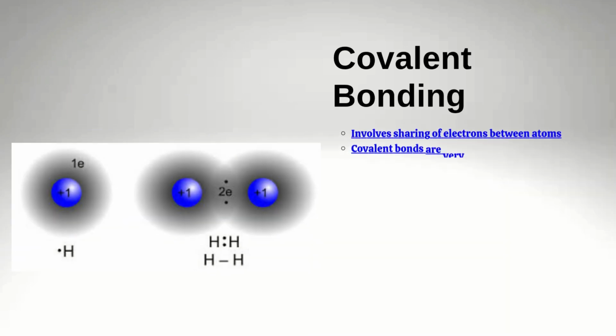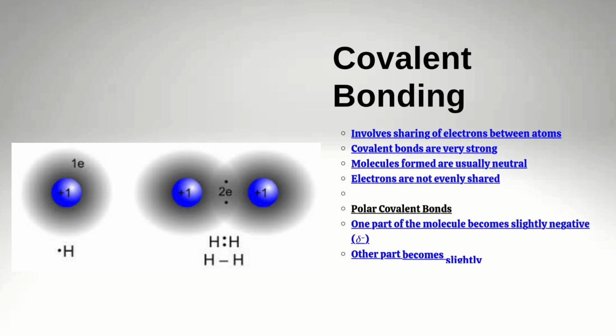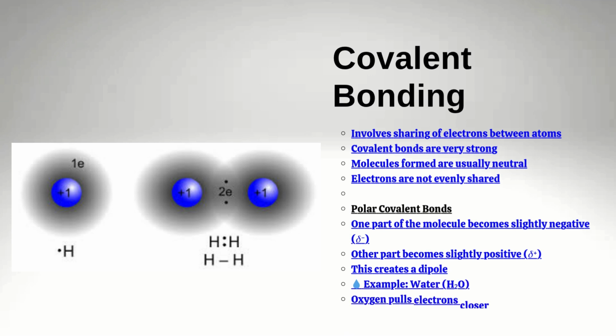Now on to covalent bonding, where atoms share electrons. Covalent bonds are very strong and often result in neutral molecules. But sometimes, electrons aren't shared equally. This creates polar covalent bonds, where one end is slightly positive and the other is slightly negative. A great example of a polar covalent bond is water. Oxygen pulls the shared electrons closer, becoming slightly negative, while hydrogen becomes slightly positive. This makes water a polar molecule, with tiny electrical charges on each end.